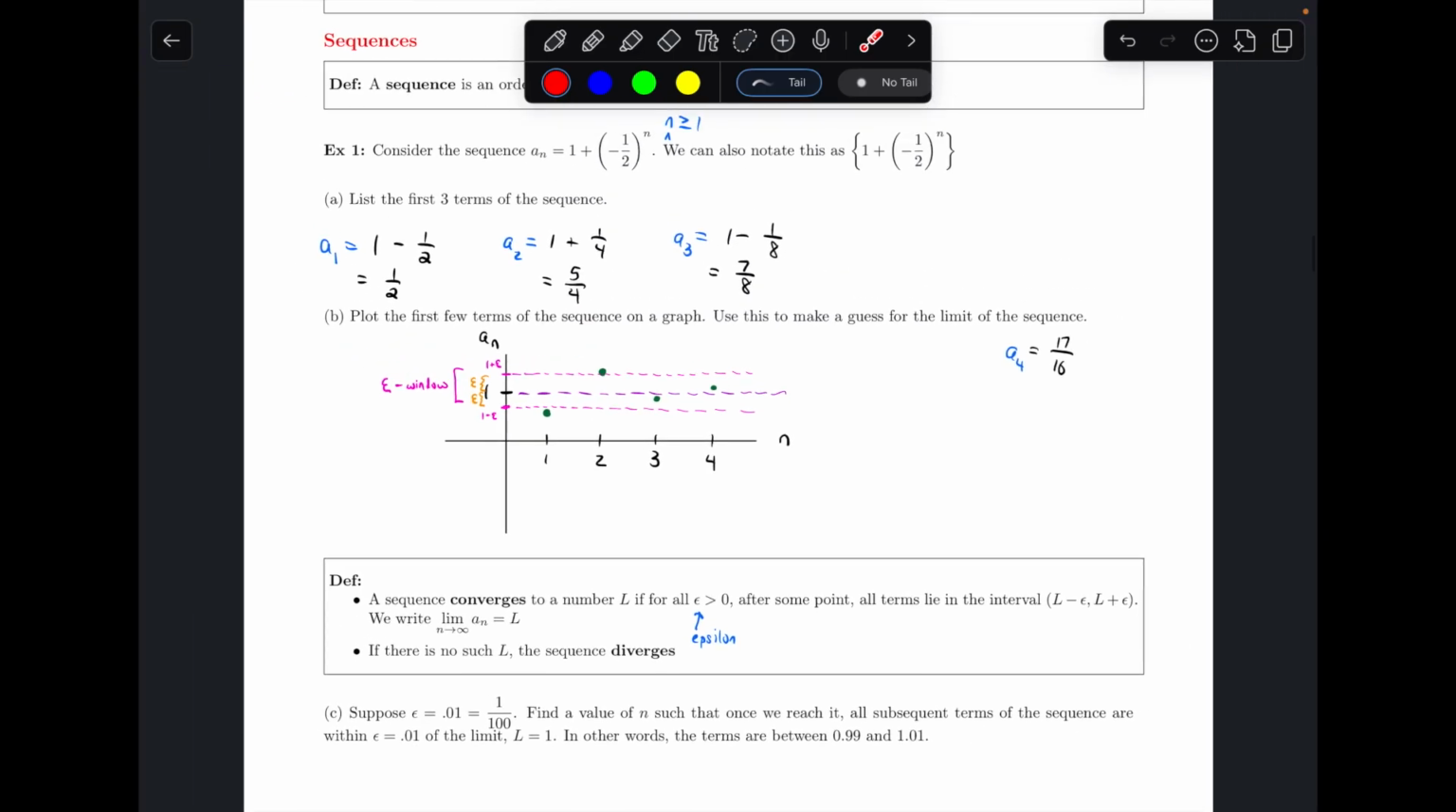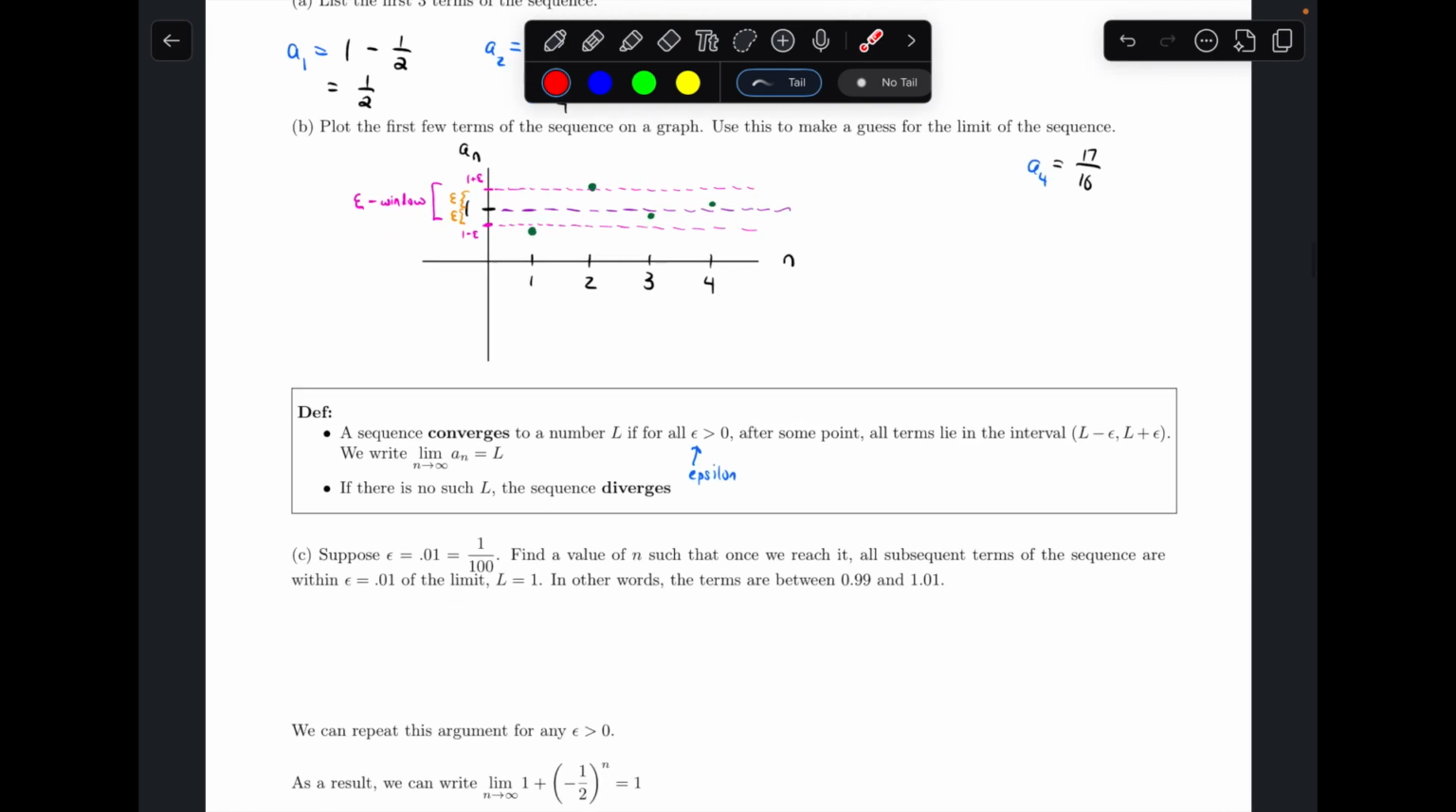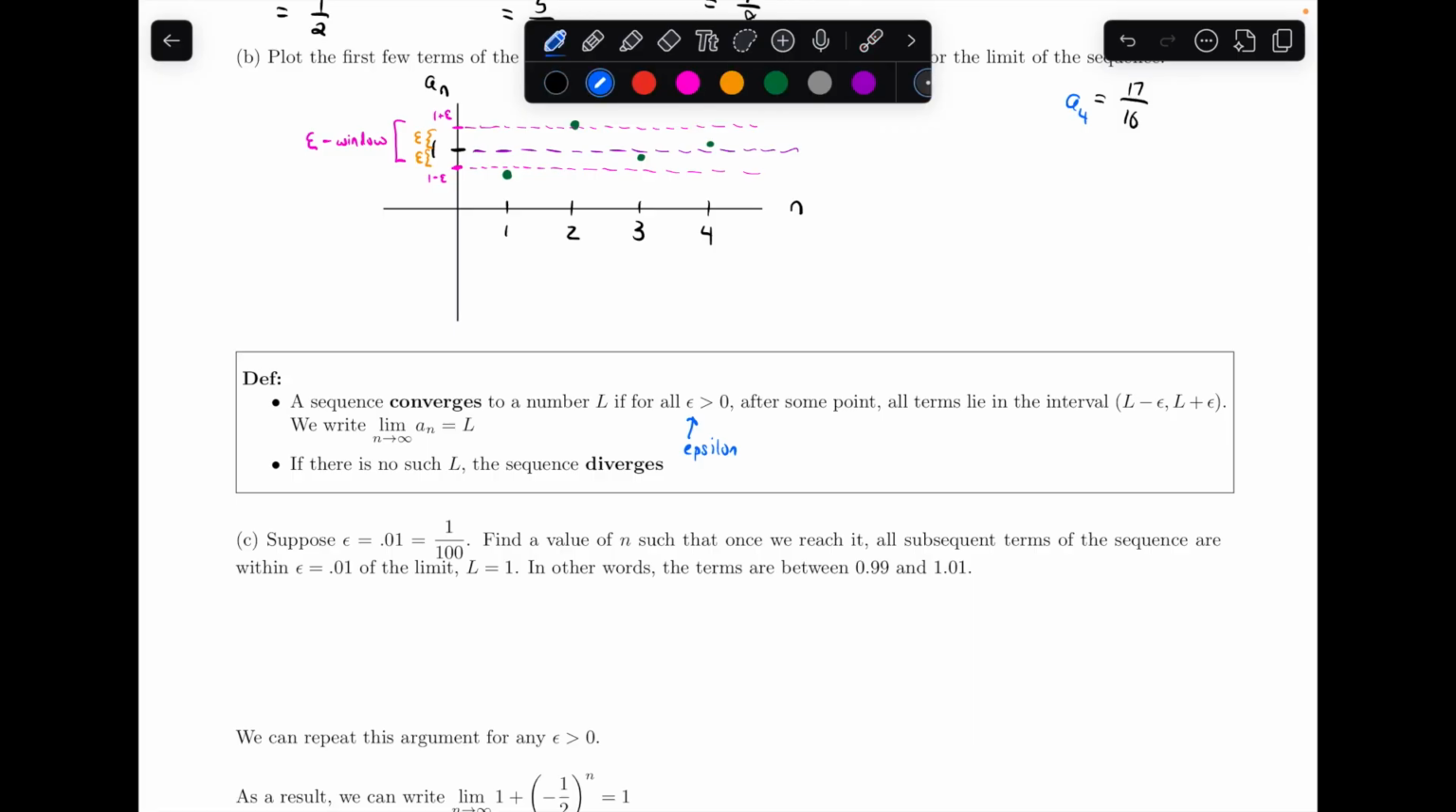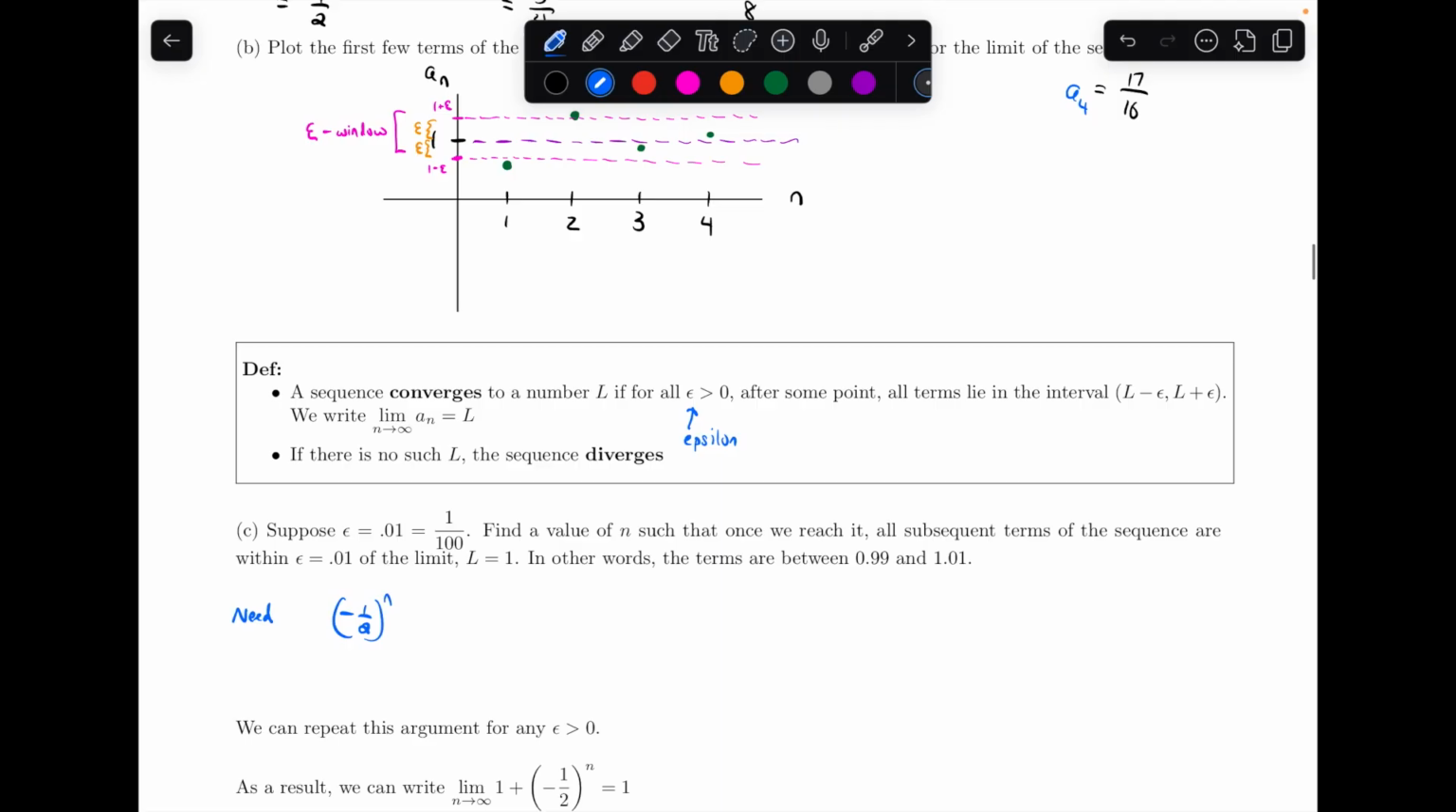Well, what I notice is the thing that dictates how far from 1 I am is how big this term is. So what I need to make this happen is I need my negative 1/2 to the n, and I don't care if it's negative or positive, if I want it to be within this value. So I'm just going to absolute value it to guarantee it's positive. I want that to be less than 1 over 100. So how big does n have to be to guarantee that? Well, it turns out it's got to be 7.